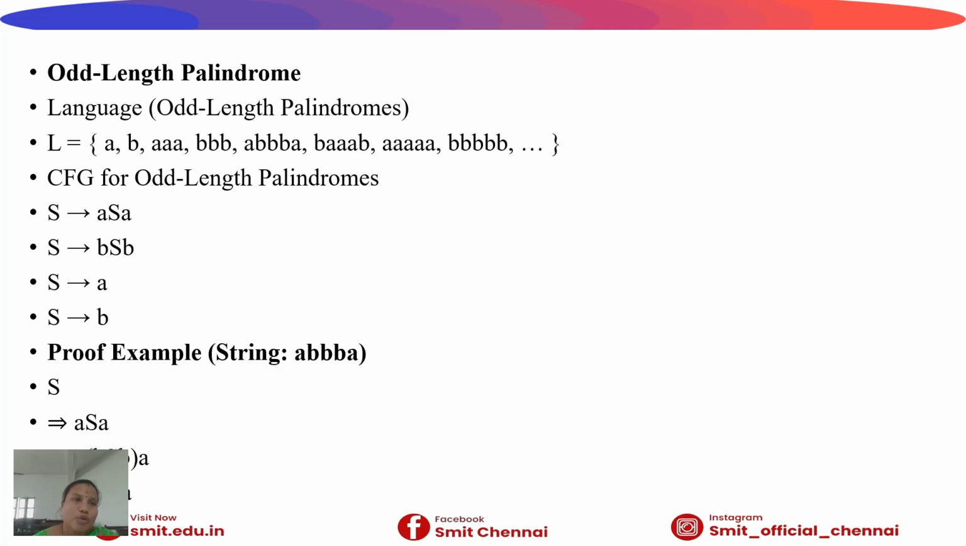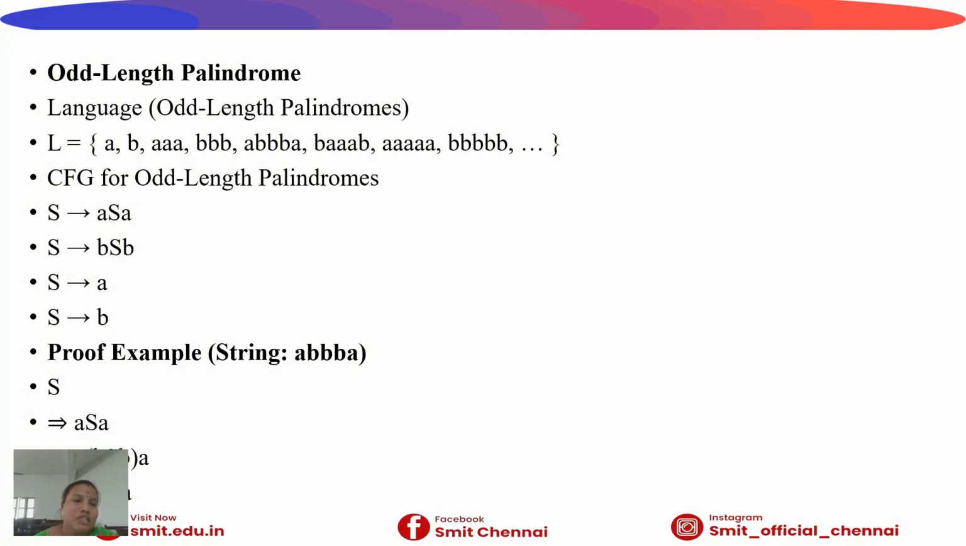And then odd length palindromes, another example of a language. Odd numbers are 1, 3, 5, 7, and 9. So the odd length language is a, b, aba, aaabaaa, abbba, bab, and so on. The CFG for odd length palindromes has the production rules S → aSa, S → bSb, S → a, and S → b.